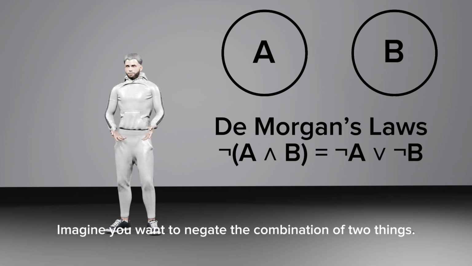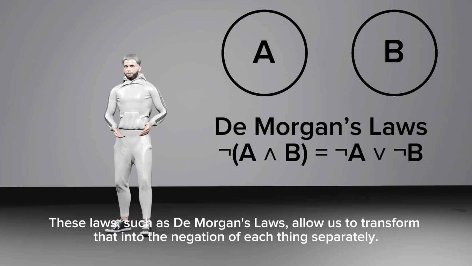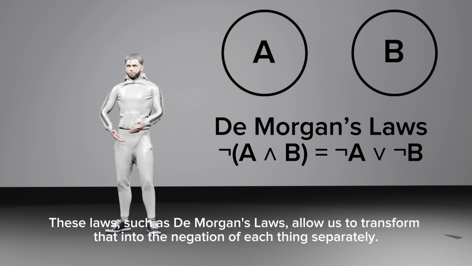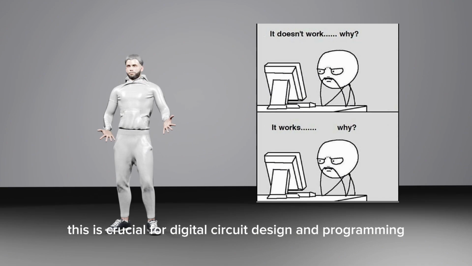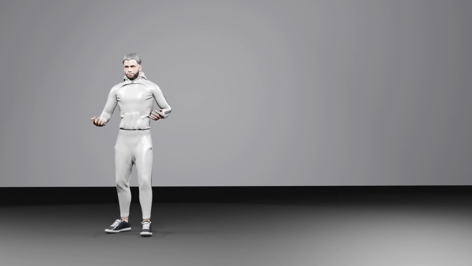Imagine you want to negate the combination of two things. These laws, such as De Morgan's laws, allow us to transform that into the negation of each thing separately. This is crucial for digital circuit design and programming.